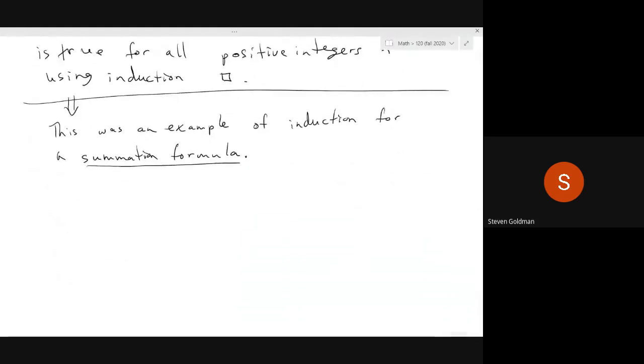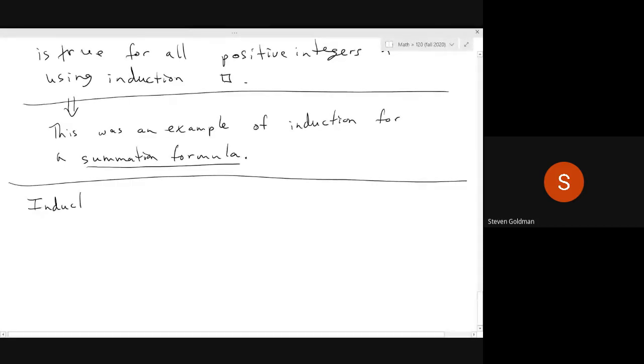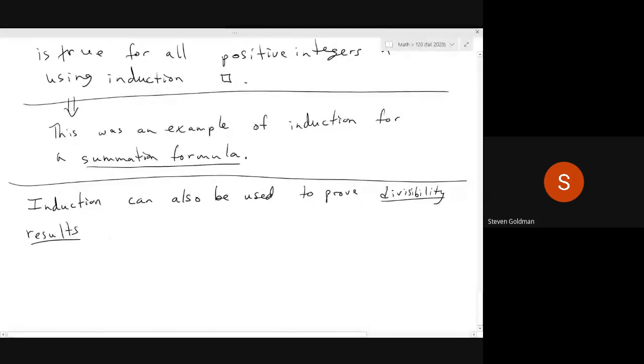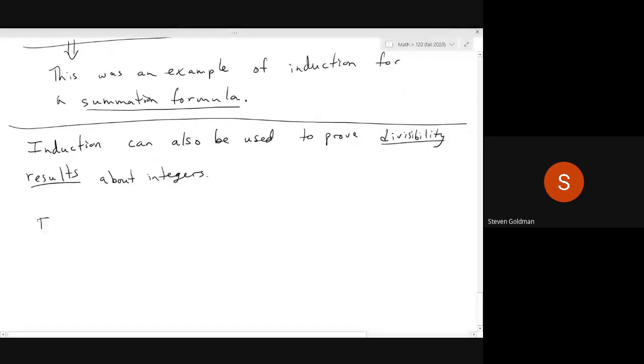All right. Let's try a different type of problem that uses induction. Let's try a problem with divisibility. Induction can also be used to prove divisibility results about integers. Okay, so let me give you an example of that next.